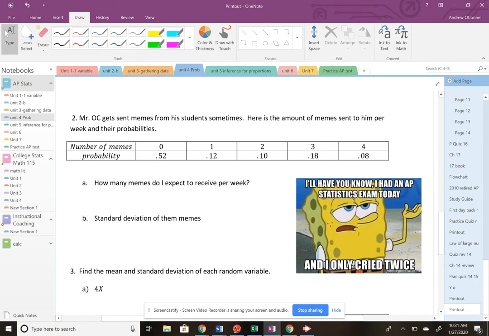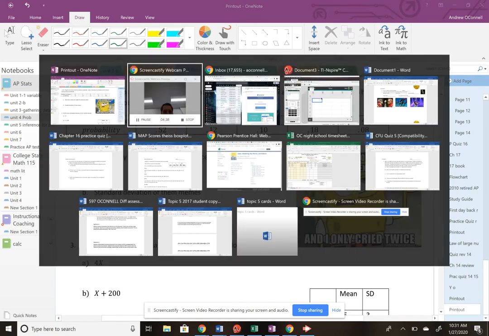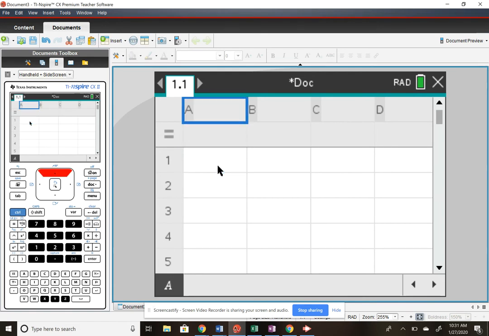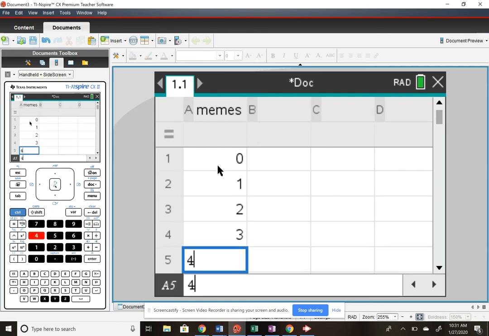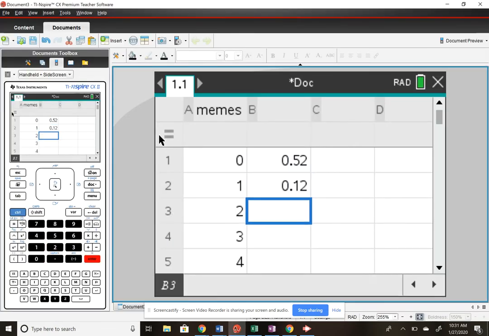So, Mr. OC gets sent memes from his students sometimes. True. Here's the amount of memes sent to him per week and their probabilities. So expected value and standard deviation are actually really long formulas. What I would expect you to do is probably do this on the calculator, and that is on this sheet. So we'll go memes, 0, 1, 2, 3, 4. And then the probabilities .52, .12, .10, .18, .08.